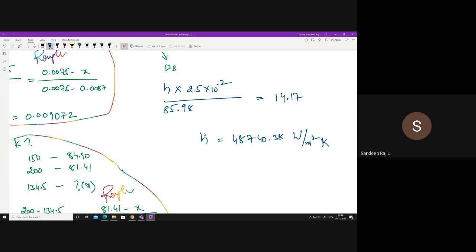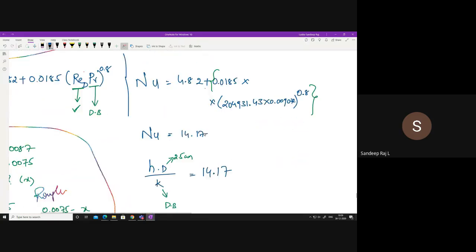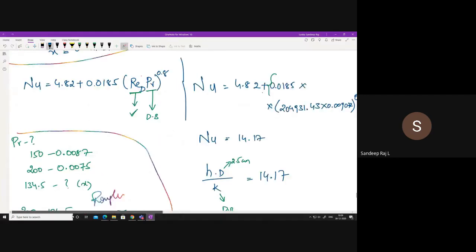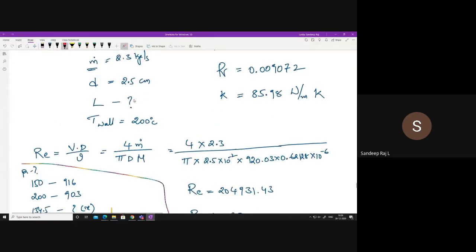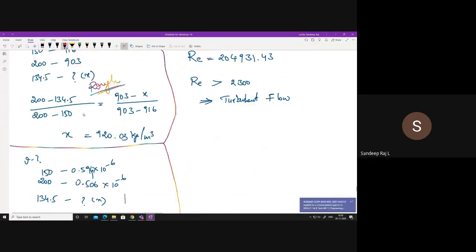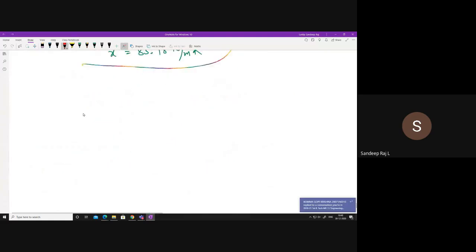You got the H value. So what do you want to get here? Ultimately, you have to calculate the L value. That's what the question basically asks. So how do you calculate the L value here? For calculating the L value, we have Q is equal to m dot Cp delta T, and Q is equal to H A delta T.